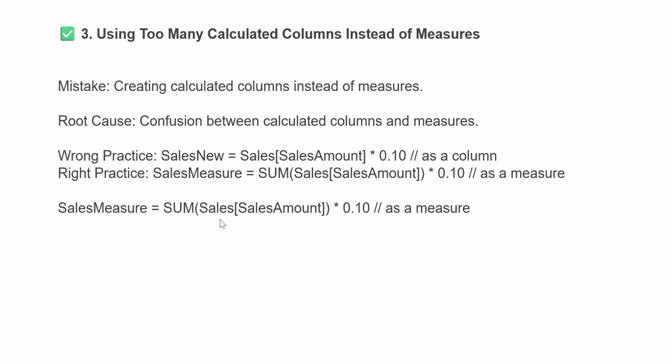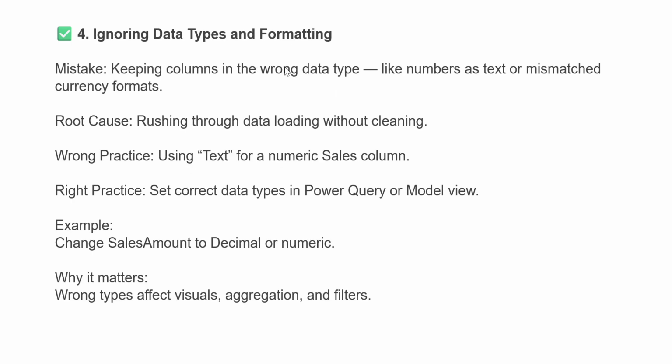So this is Sales Measure equals sum of this. This is the measure, right? We create it. So that's it for the third point. Fourth is ignoring data types and formatting.